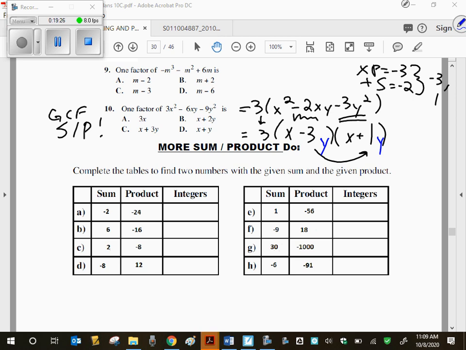Okay, so star that one. We'll do more than one of those, but this is the first one we did. And now, what's the common factor? A, B, C, or D? D is correct.